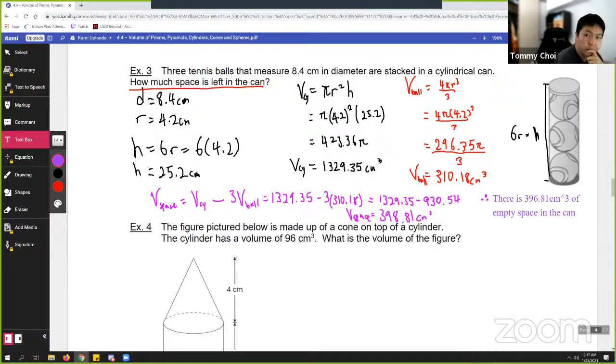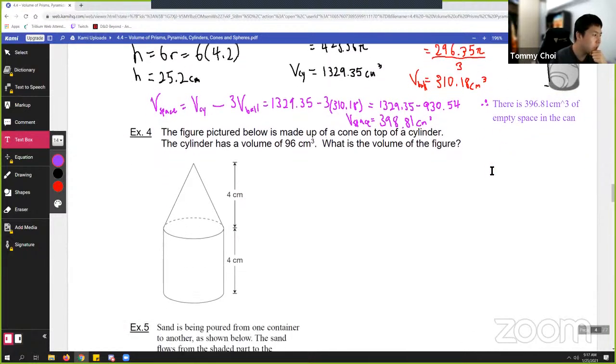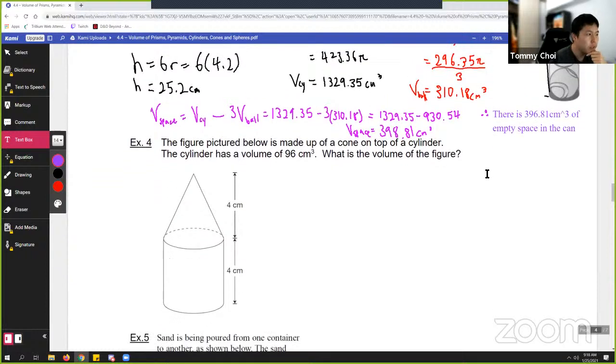All right. Example 4. Okay. Oh, sorry. Before we go to example 4, are there any questions on example 3? All right. So there's no questions for example 3.